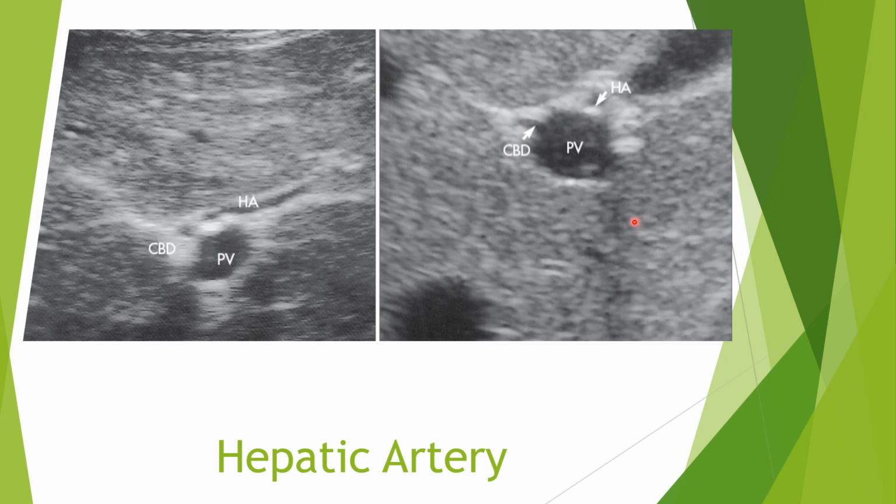Now over here, we do have that sort of Mickey Mouse sign. You're going to see the portal vein here, common bile duct here, hepatic arteries, this little tiny dot over here. So yes, they do form the ears and the portal vein forms the head. You got the main lobar fissure running up here to the gallbladder. Okay, and then back here you got the IVC.